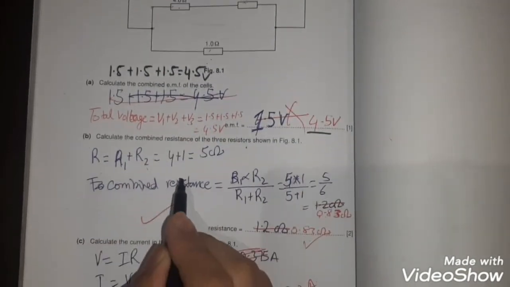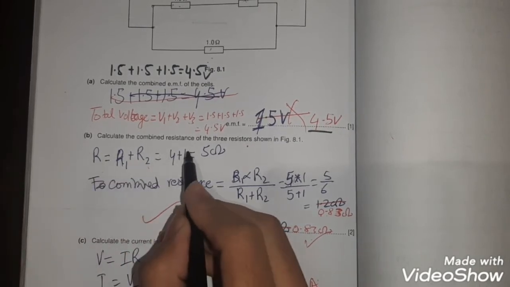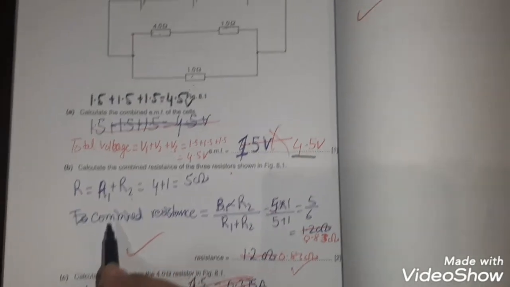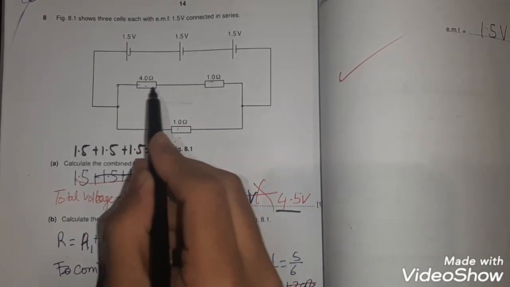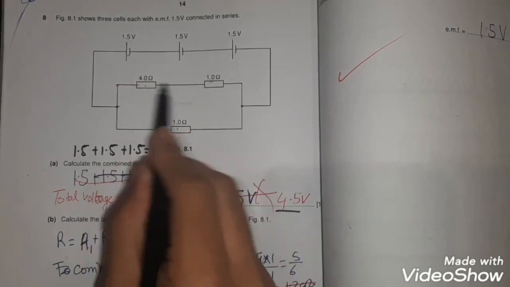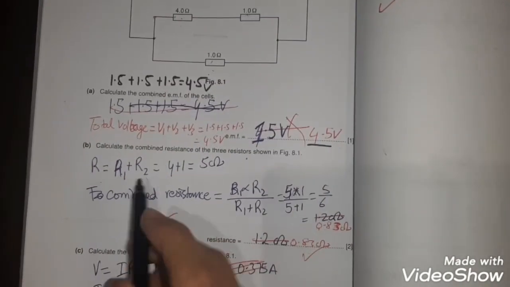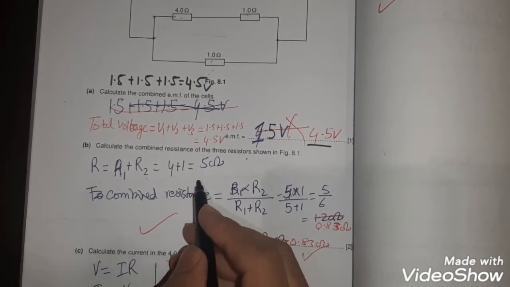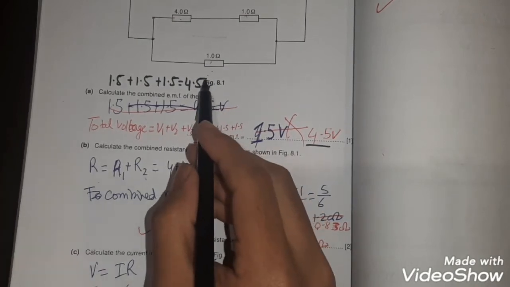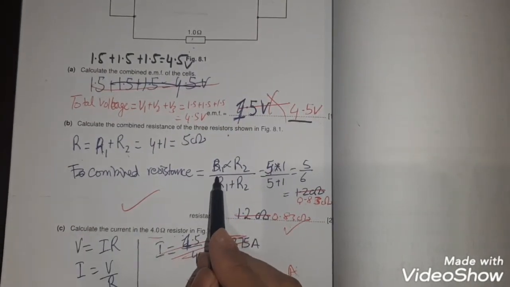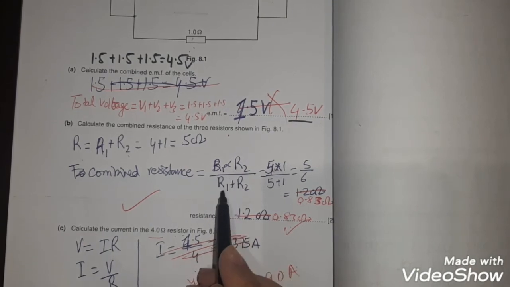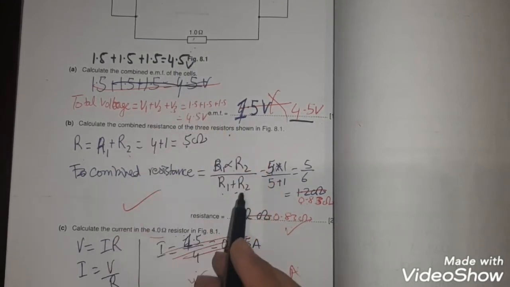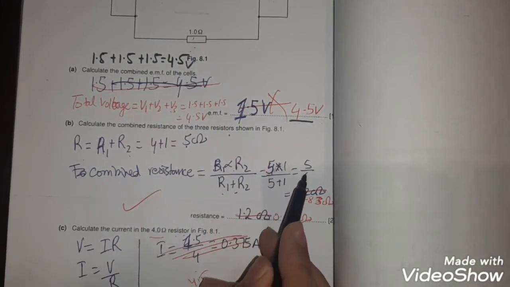So 4.5 volts will be the final answer, and it will be the combined EMF of the cells. Then part B states calculate the combined resistance of the three resistors shown in figure 8.1. So over here, first we will calculate the combined resistance of these two resistors, which is 4 and 1. We will write R is equal to R1 plus R2, which is 4 plus 1, which is 5 ohms.